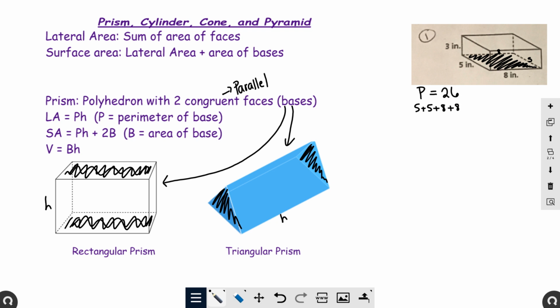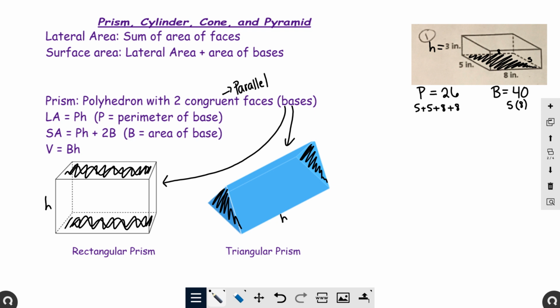Now the other thing that we should go ahead and find is B. Capital B is the area of the base. So that base is a rectangle, right? How do you find area of a rectangle? Length times width. 5 times 8 is 40. The other letter that we need for our formula is H, which is the height. That's the height from base to base. What's that? 3. This part is our H, that number there to the side.